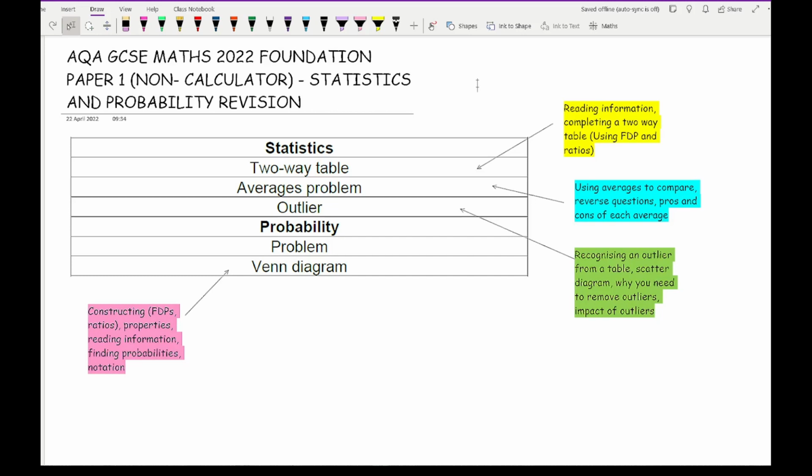Now with the mention of Venn diagrams, this is going to involve constructing a Venn diagram. Again, it could be cross topics in terms of using fractions, decimals, percentages and ratios. I would say look at the properties of a Venn diagram and how it's constructed, making sure you've got the box around your Venn diagram, the circles, what each of the parts mean, and being able to read information from a completed Venn diagram to find probabilities, and also to recognize the notation, using the 'and' and 'or' bits and recognizing which sections refer to which.